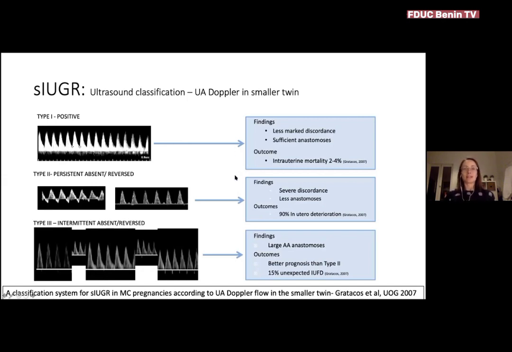So that's a brief summary of selective fetal growth restriction in monochorionic twins. I haven't gone into management because, as I mentioned before, it's really not very evidence-based how to manage these twins, but certainly it's very common in monochorionic twins to end up with preterm delivery because of these findings.